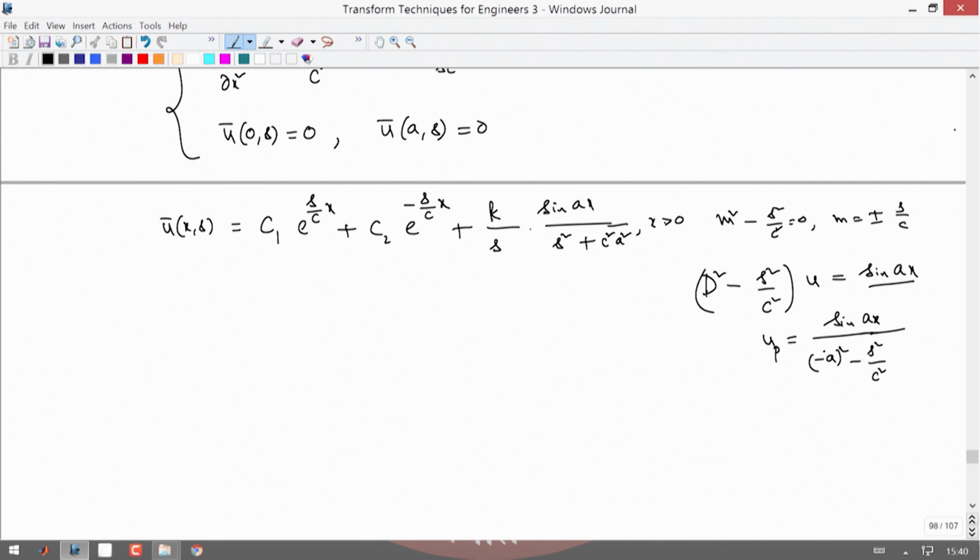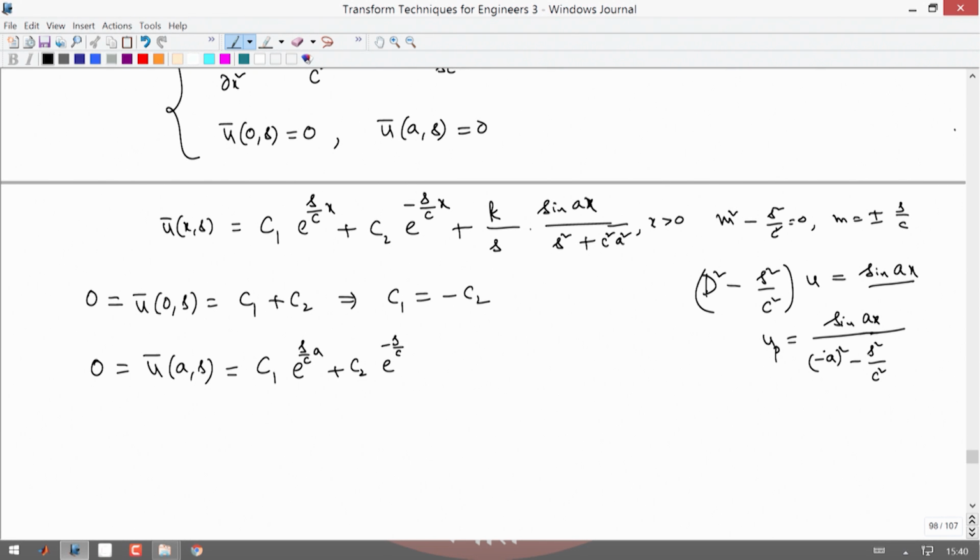Now, for x positive, this is your solution. I have not yet applied the boundary conditions. If you use these conditions, u bar at 0 is equal to 0, that is c1 plus c2 sin ax, that is 0. So, c1 equals minus c2. And what happens to the other condition, u bar at a: that is c1 plus c1 times e power s by c a plus c2 times e power minus s by c a plus k by s times sin a square, which is constant, over s square plus c square a square.